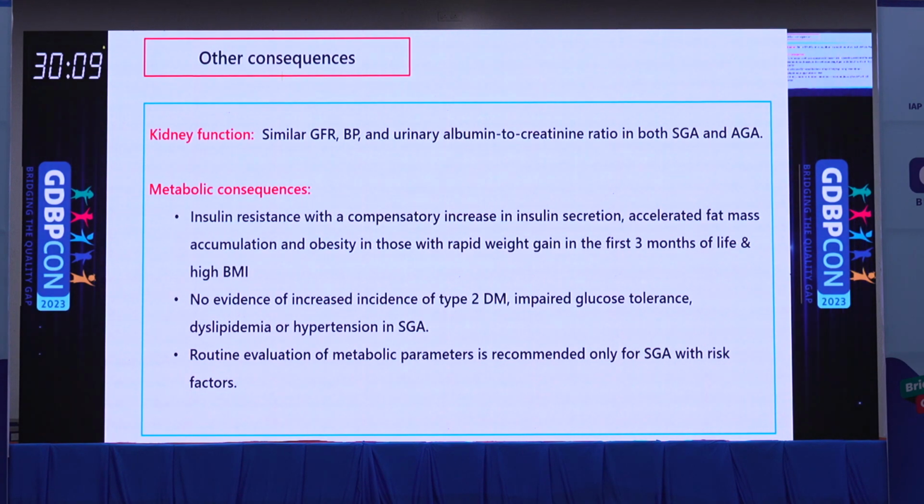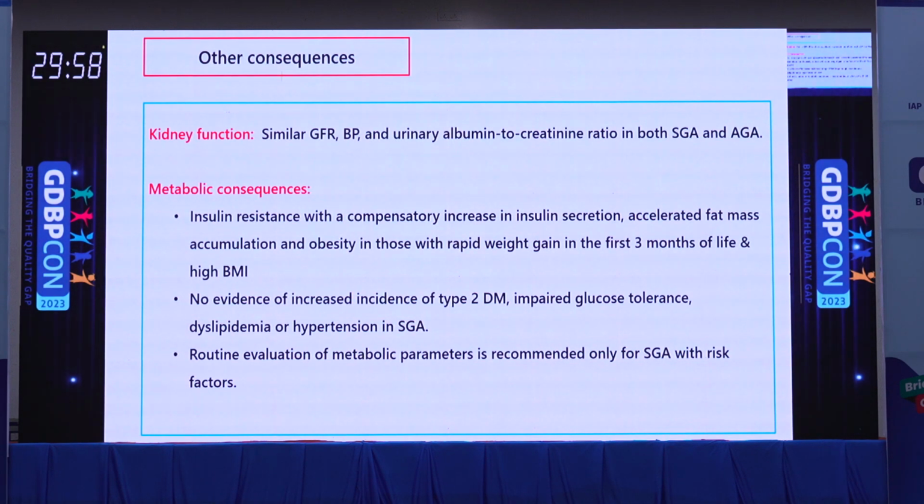Most importantly, talking about the metabolic consequences, insulin resistance with a compensatory increase in insulin secretion, and accelerated fat mass accumulation and obesity happen in those with very rapid weight gain in the first 3 months of life and those with a higher BMI. And as Sir said, be gentle with these children, be slow, be very gentle, don't hit hard and hit fast these SGA children, because they have a higher risk of developing a bad cardiometabolic profile when they grow very rapidly.